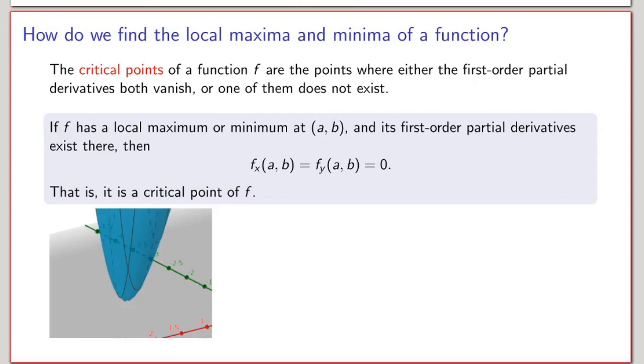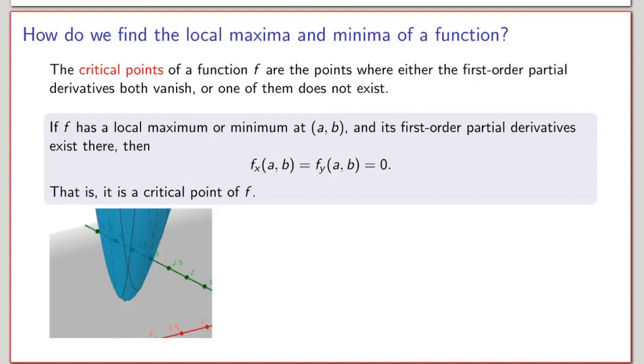We have a similar statement for functions of two variables, so we first need to define the concept of critical points. The critical points of a function are the points where either the first order partial derivatives both vanish, or at least one of them does not exist. And in this class we're going to focus mostly on the case where they exist and actually vanish.